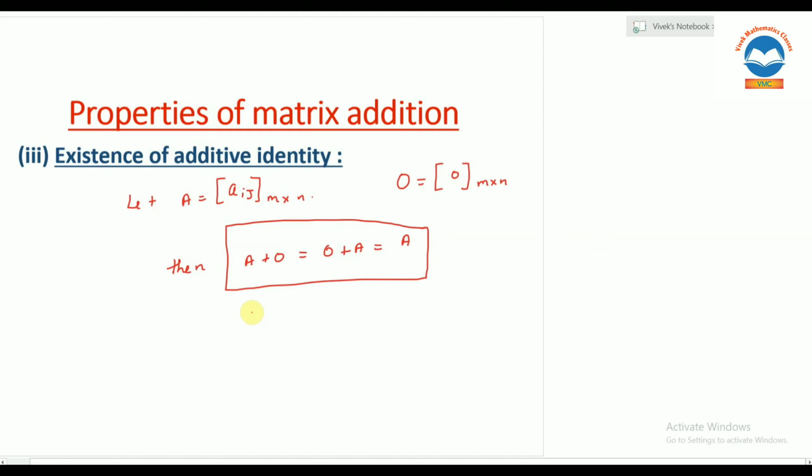So what can we write? Hence, O means 0 matrix is additive identity for matrix addition.